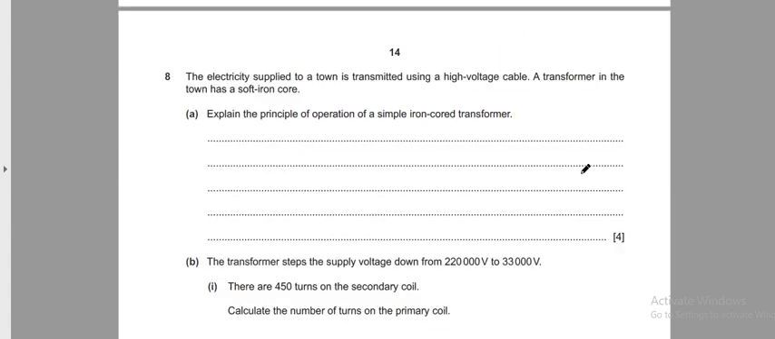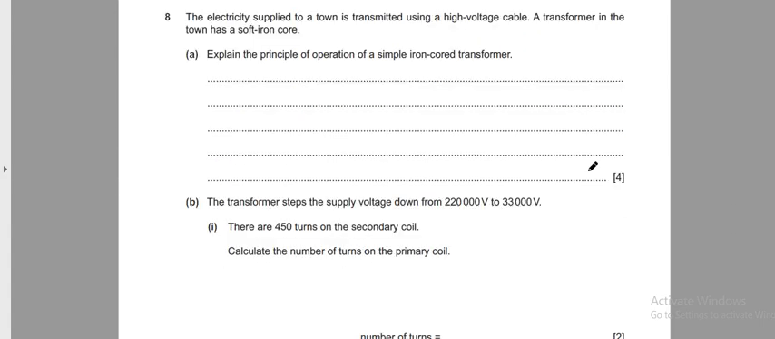Electricity supplied to a town is transmitted using a high voltage cable. The transformer in the town has a soft iron core. Explain the principle of the soft iron core transformer.